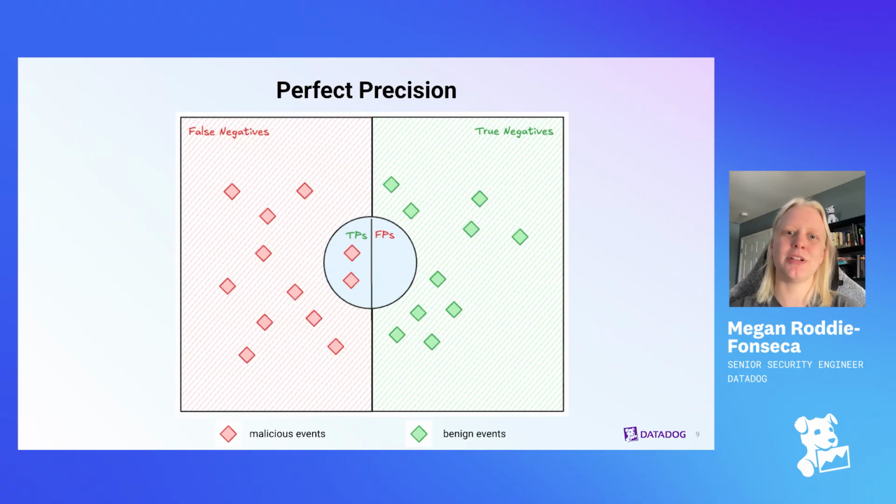We can be perfectly precise. Great thing is no false positives. Bad thing is we miss stuff. We never want to miss stuff. Perfect recall, again, great because we catch all the malicious activity. Bad because we're sending our security analysts in circles. So we need to find a middle ground.